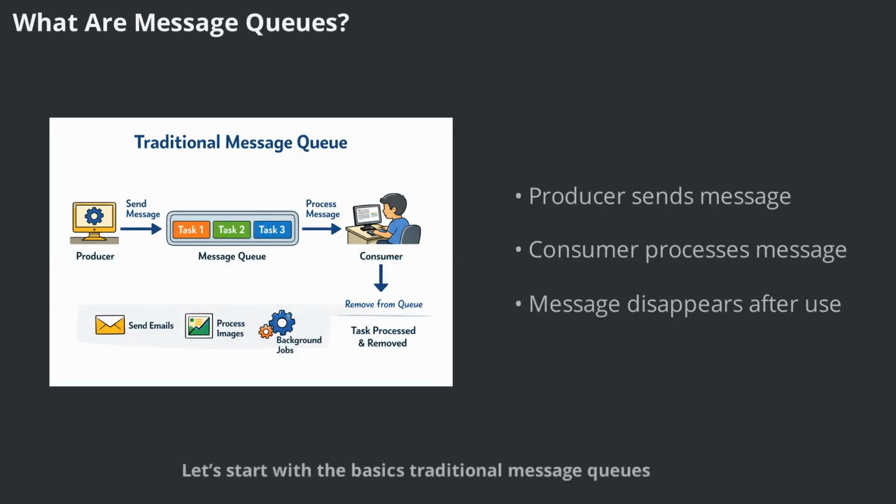Let's start with the basics, traditional message queues. Imagine a message queue as a simple task list. A producer sends a message into the queue, and a consumer picks it up. Once the consumer processes the message, it's removed from the queue and is gone for good. This model is straightforward and works well for many use cases, especially when you need to handle background jobs, send emails, process images, or manage other simple synchronous tasks. But as we'll see, this simplicity comes with some important limitations.